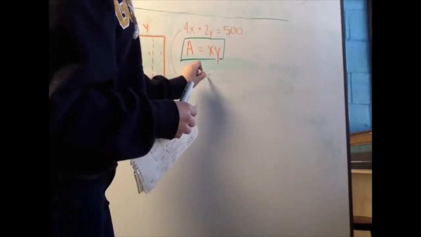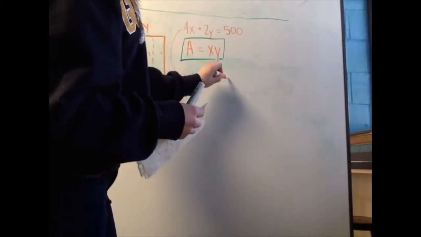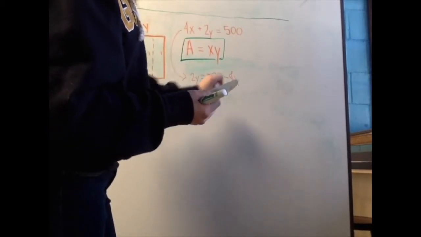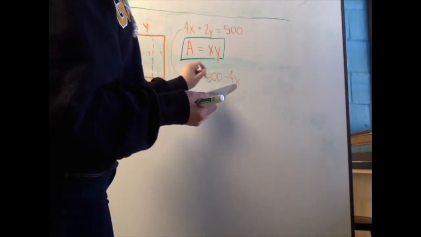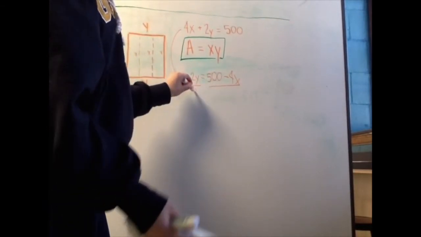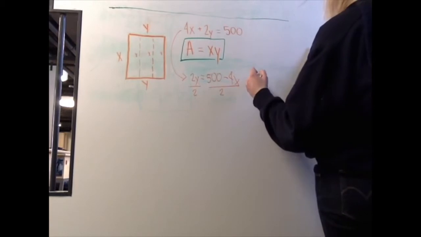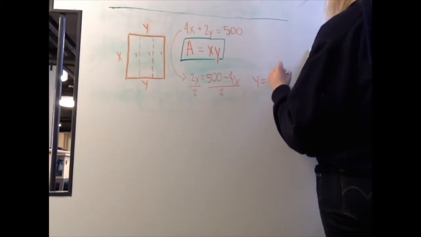you have to get one of the variables by themselves. So right here I'm solving for y in terms of x. So y in terms of x is negative 2x plus 250.